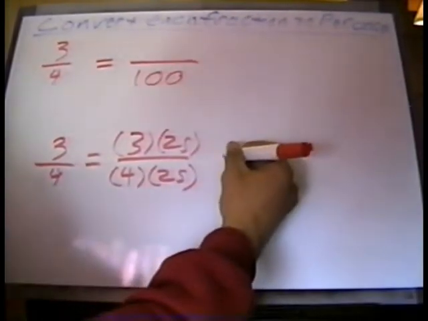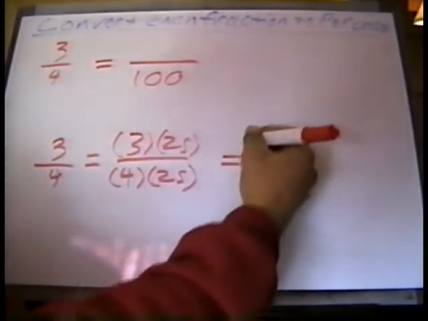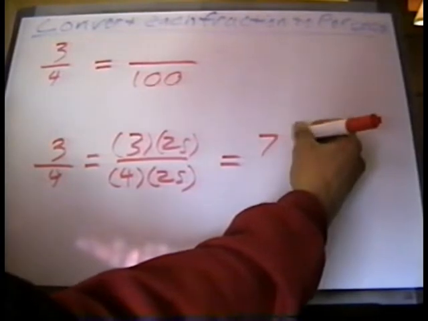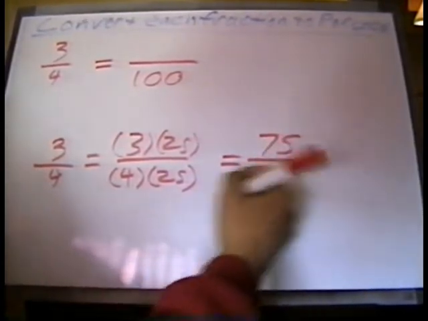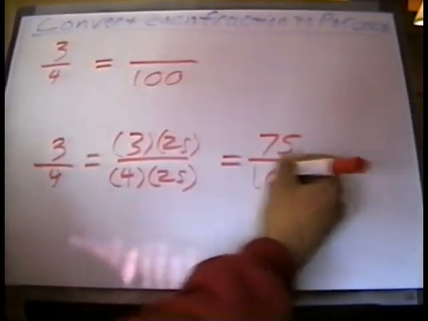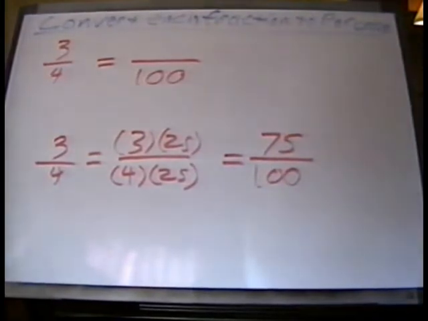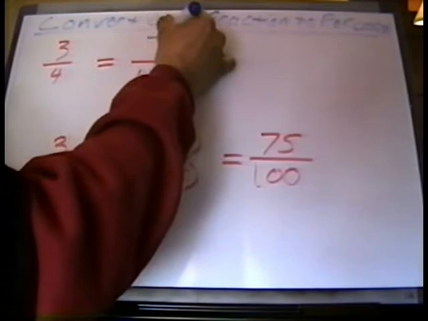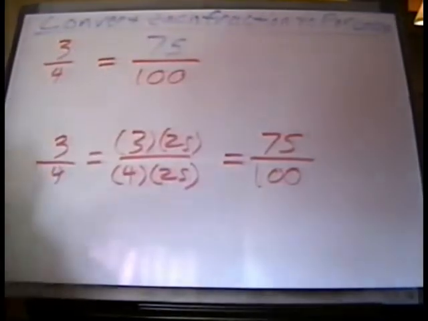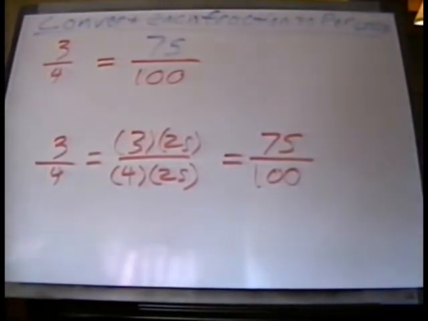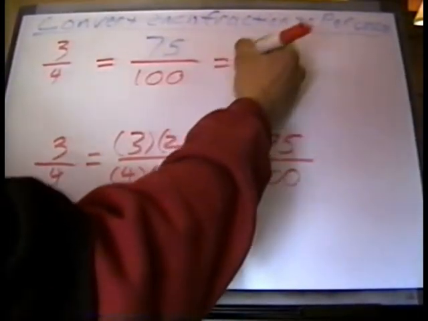That gives me 3 times 25 gives me 75. 4 times 25 gives me 100. So my answer is 75 over 100. And then we know that means 75%.